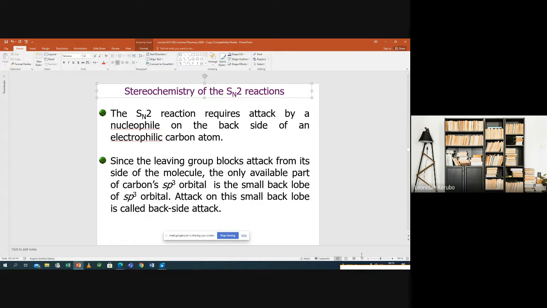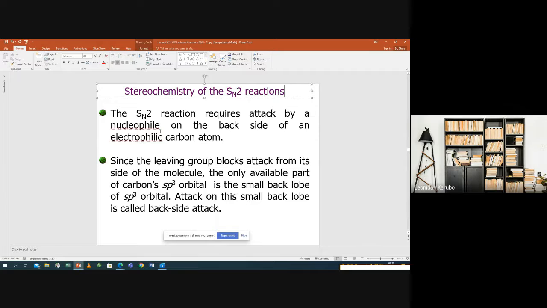SN2 reactions require attack by the nucleophile on the backside of an electrophilic carbon atom that is bonded to the halogen. In this case the substrate is an alkyl halide, but the substrate, as we said, can also be any other molecule which has the properties we've indicated in the earlier lectures. For the alkyl halide, that is the one we're going to use as an example of how SN2 reactions take place. The SN2 reaction requires attack by a nucleophile on the backside of an electrophilic carbon atom.